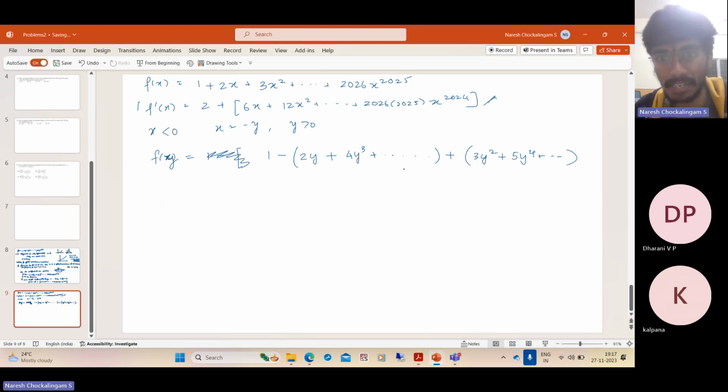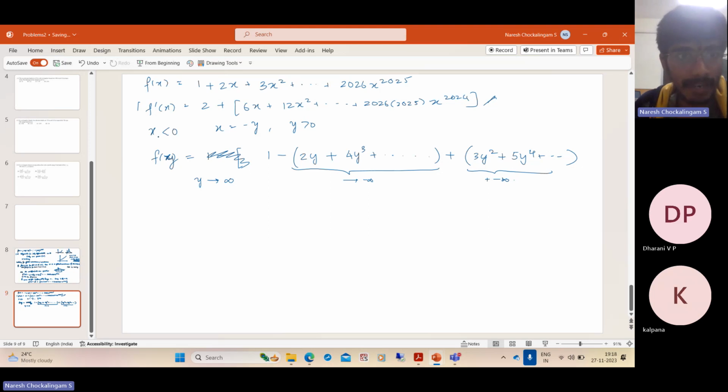Now look at this expression. With successive values, x is negative and we have taken y as this positive value. So as y tends to a large positive value, say y tends to infinity, you have this term which is unbounded and this is negative. So this term approaches negative infinity and this term approaches infinity.